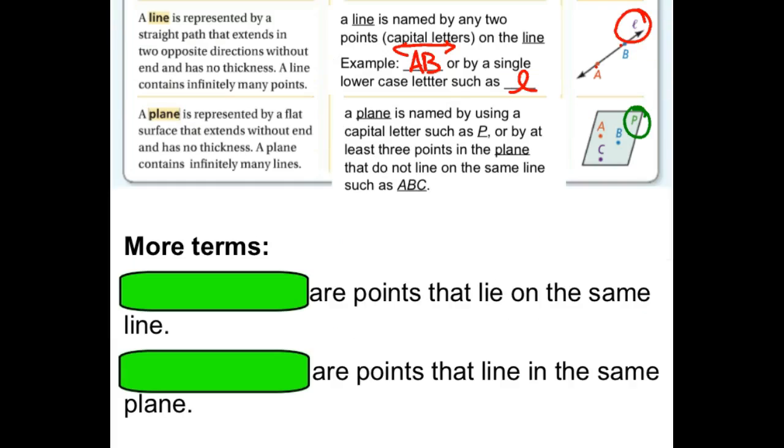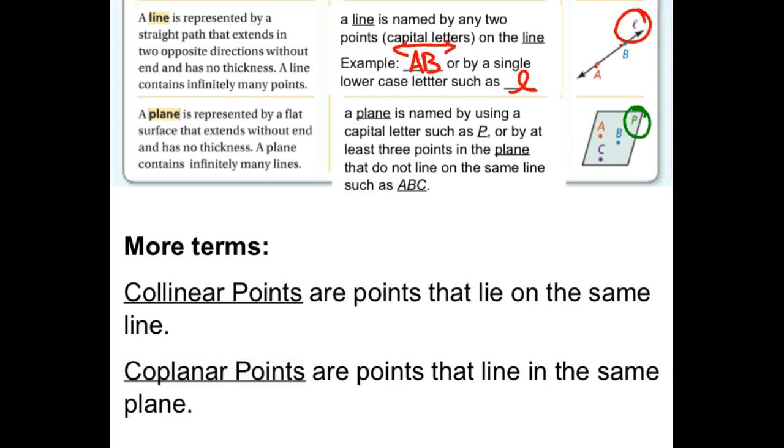2 more basic terms are collinear points. Collinear points are points that lie on the same line. We just discussed that. And then we also have coplanar points. And coplanar points are points and lines in the same plane.